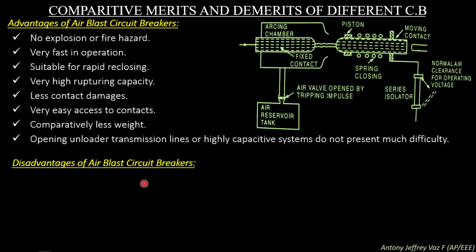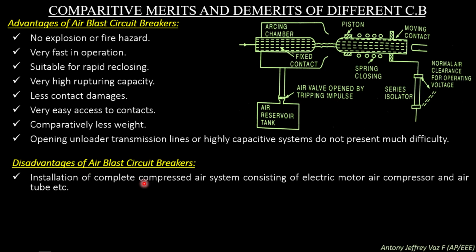Disadvantages of air blast circuit breakers. Installation of a complete compressed air system consisting of an electric motor, air compressor and air tubes. This type of installation is needed for compressed air. So this installation needs a compressed air system, a compressor and an electric motor. So this is the major disadvantage of the air blast circuit breaker.